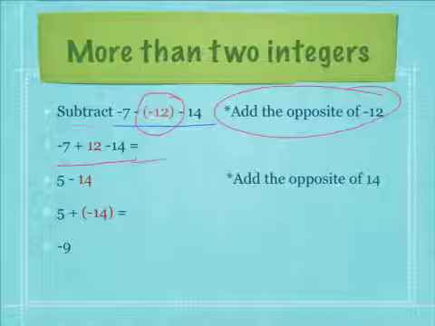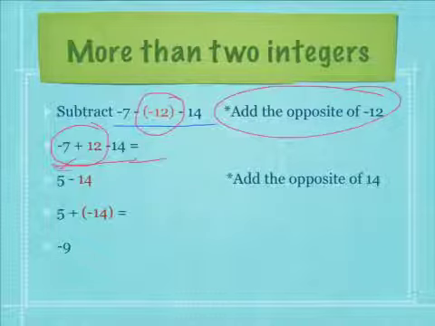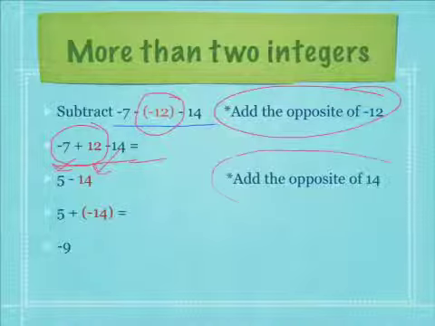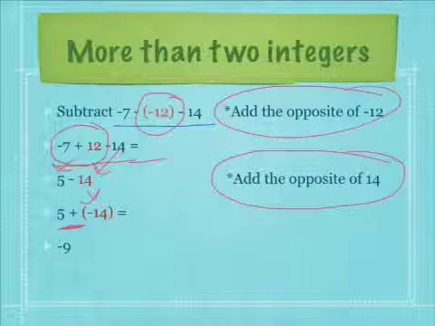So if we solve this problem here, negative 7 plus 12, we're going to be left with positive 5, and then we bring down the 14. So now we have 5 minus 14. Again, we're going to add the opposite of 14 and change it to an addition problem. So 5 plus, because we're changing it to addition, the opposite of positive 14, which is negative 14. So now our problem is 5 plus negative 14.